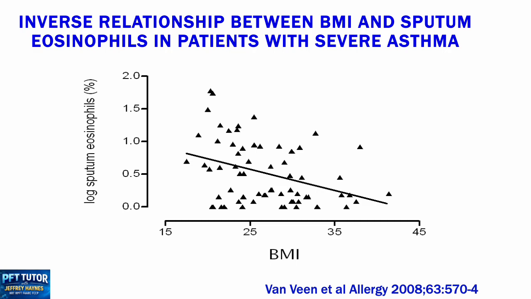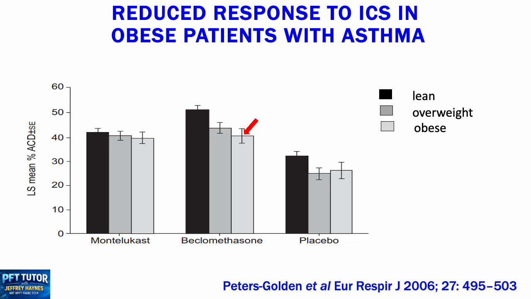As shown here in patients with severe asthma, as the BMI gets higher, the sputum eosinophil percent gets lower. And because of this, there is a reduced clinical response to inhaled corticosteroids, as shown by the red arrow. The number of asthma control days is lowest amongst obese patients taking beclomethasone compared to lean and overweight patients.